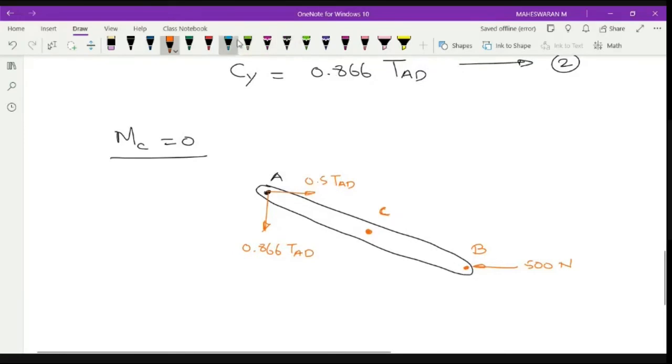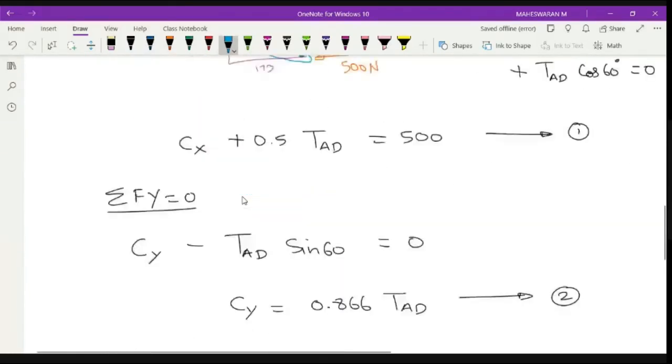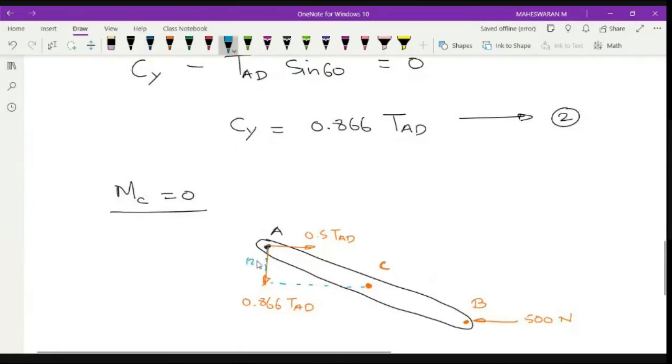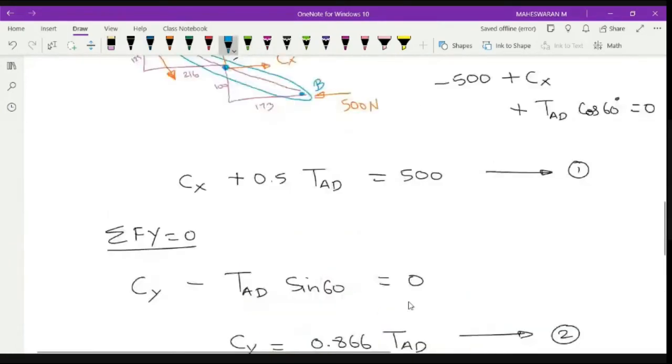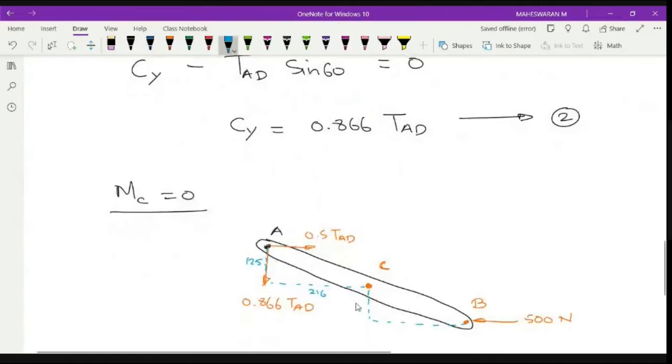When I draw the line, you can see this is my line. We have a vertical distance of 125 and a horizontal distance of 260. Similarly, I draw something like this, so your vertical is 100 and horizontal is 170. So 100, 170.